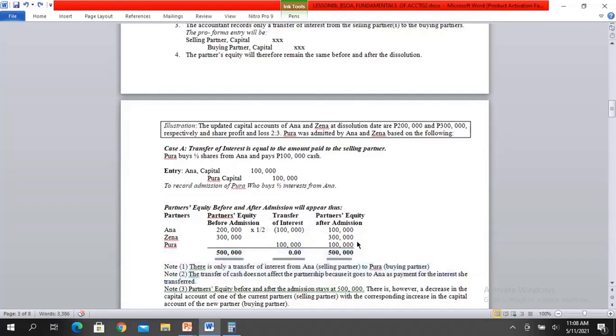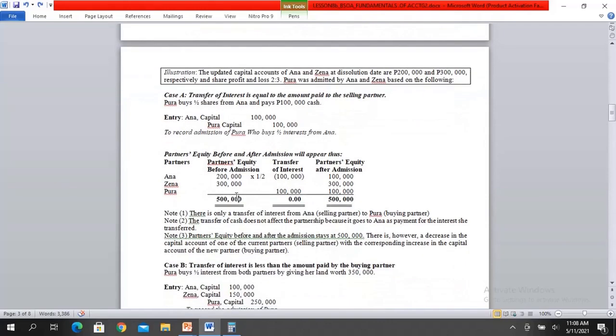So, meron na siyang 100,000. So, itong 100,000 na transfer sa kanya ni Anna, binayaran din niya ng 100,000 na cash. So, yung 100,000 na interest ni Anna na transfer kay Pura, binayaran din ni Pura ng 100,000 na cash. Ayan. So, same lang yung amount ng transfer ni Anna, same lang yung amount na binayaran ni Pura.